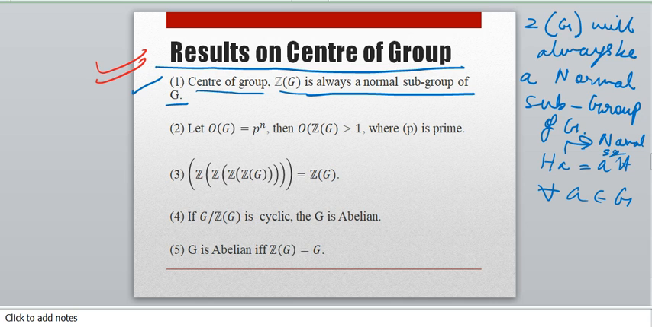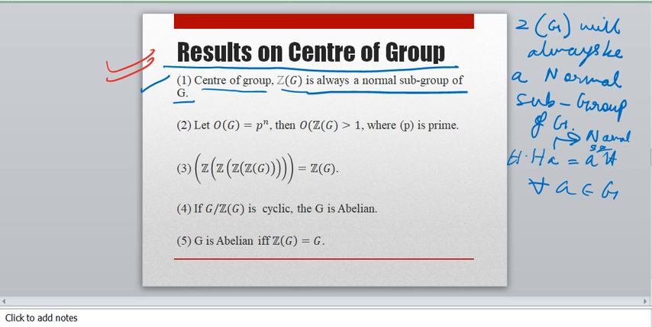Normal subgroup, I'm writing, and of course this H is equal to, okay. Next one is the order of G is equal to p to the power n. That p over there is indicating a prime number, okay. The p over here is indicating a prime number. It's written there also.